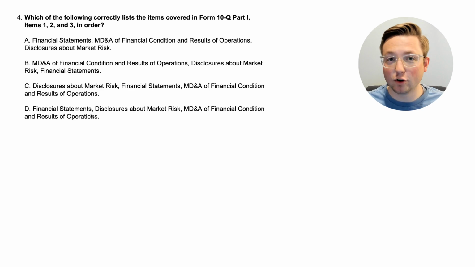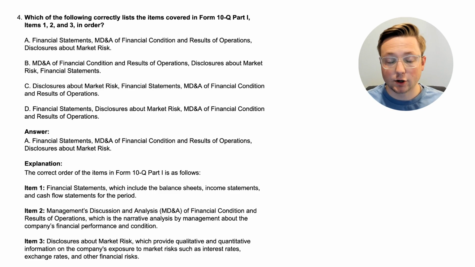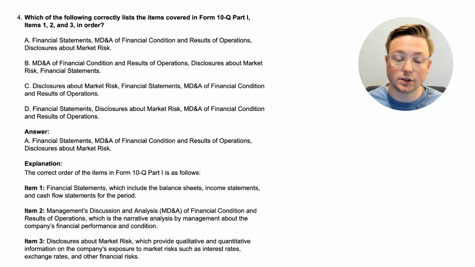Think about it, maybe even go back and look at the other previous questions, and when you're ready, come back, we'll look at it together. All right, and the correct answer is A. The correct order is Item 1, 2, 3, and Item 1 is the financial statements, Item 2 is the MD&A of the financial condition and results of operations, and Item 3 is the disclosures about market risk.